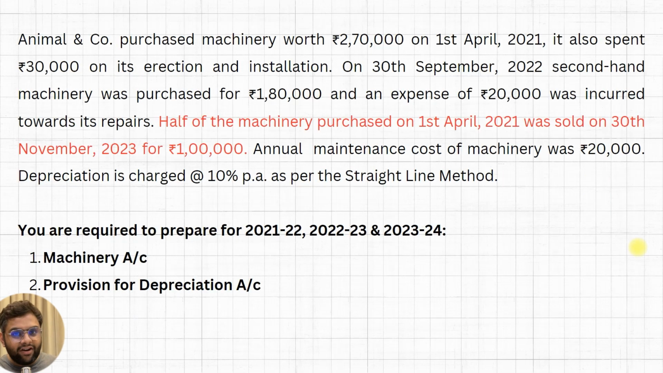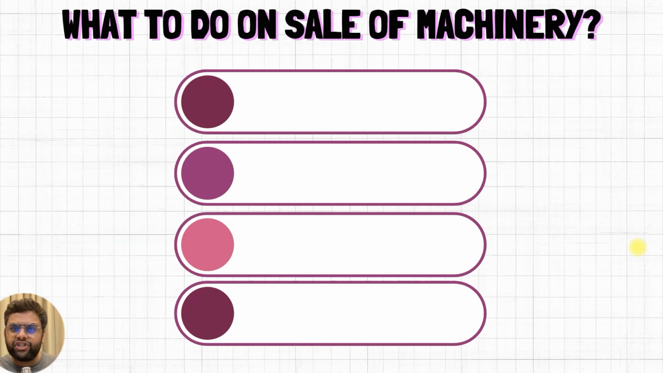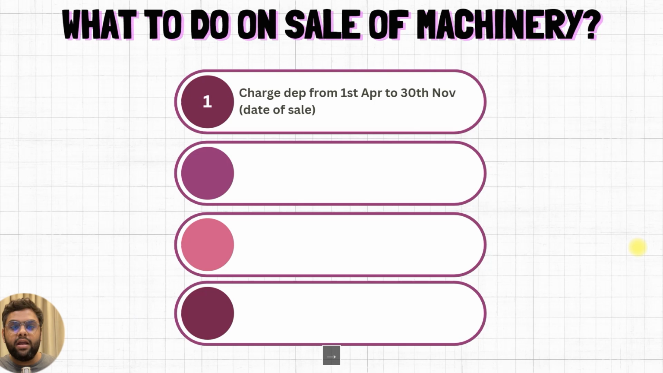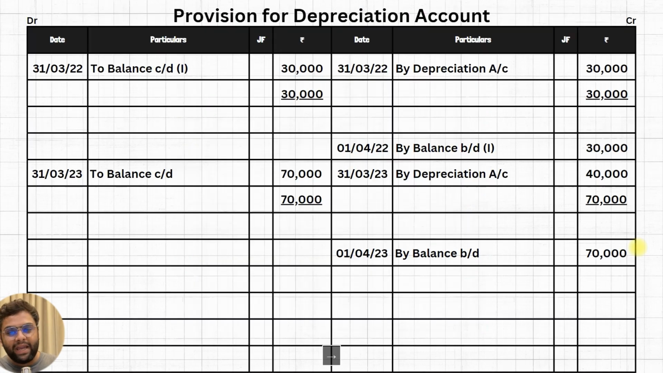Moving on to the third and last year. Half of the machinery purchased on 1st April 21 was sold on 30th November 23 for rupees 1 lakh. Now, whenever there is a sale of machinery, there are 4 steps that you need to do. Step number 1, charge depreciation from 1st April to 30th November, which is date of sale, because तब तक machinery use हुई है. So we go to PFD account.